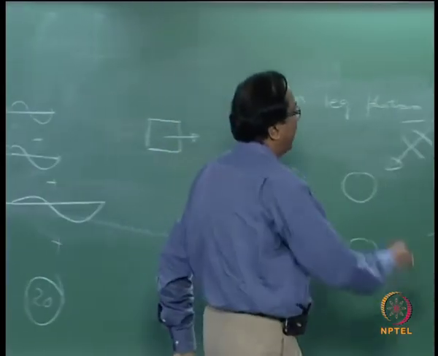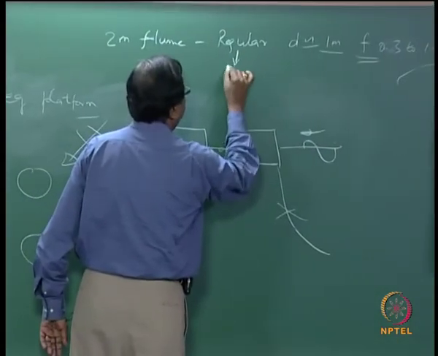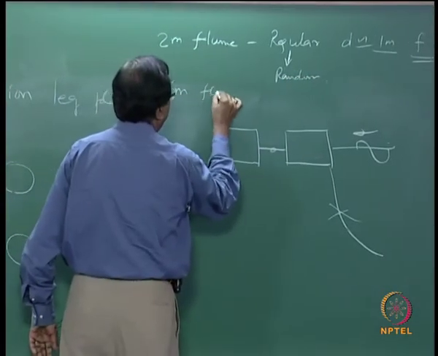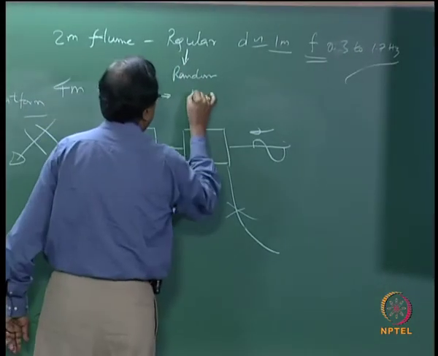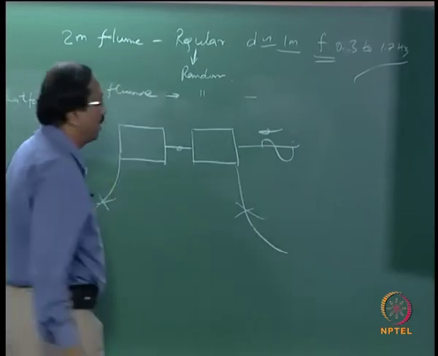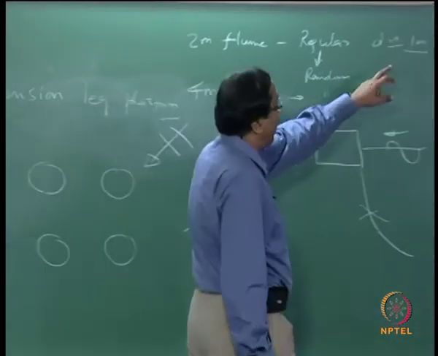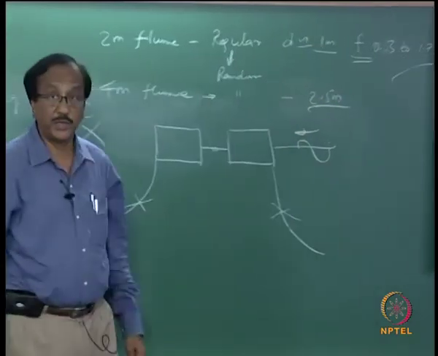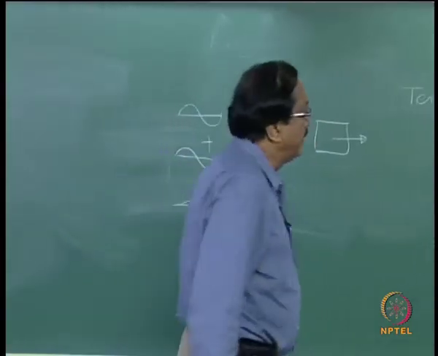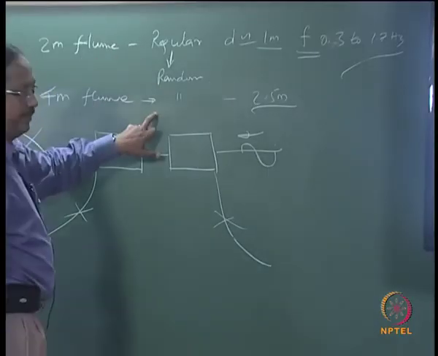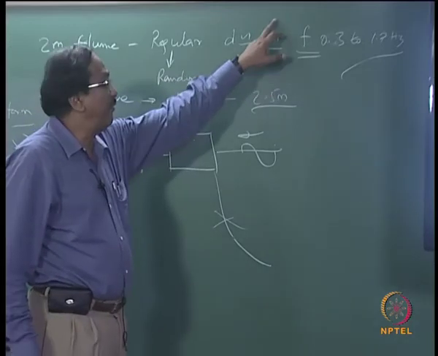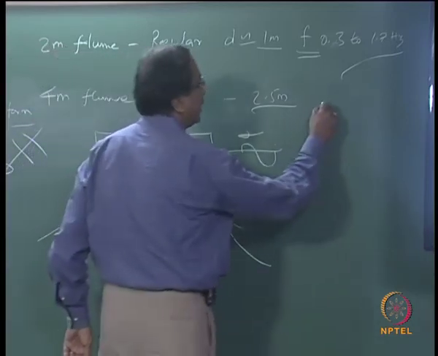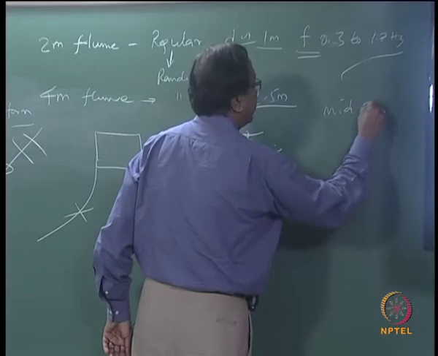Then this was upgraded to random waves, as I have explained later. Then later we also had the 4 meter wide wave flume capable of generating regular and random waves, but herein we had 1 meter water depth, and then here we had 2.5 meters water depth. So thus we were able to cover regular and random waves in 2 different water depths of 1 meter and 2.5 meters. So this was the status around mid 90s.